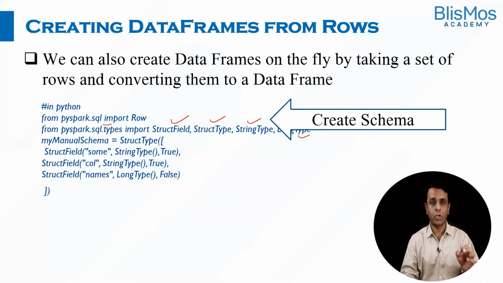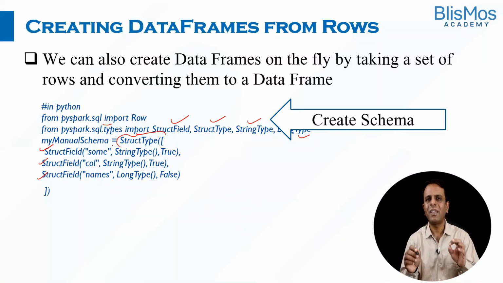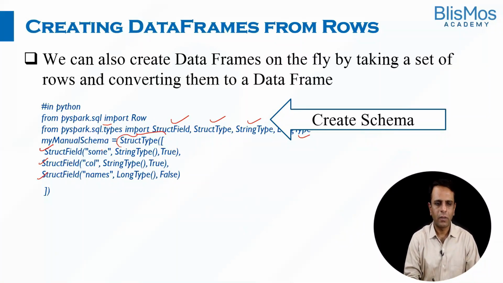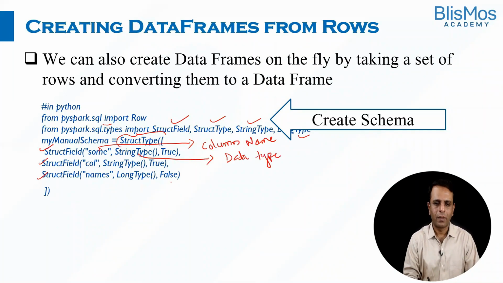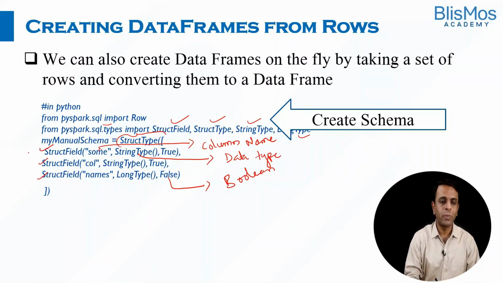As we have already understood, we create the schema by using StructType. In StructType, we have StructFields. In StructField, we have three important things. The first is the column name. The second is the data type. The third is a Boolean. You need to provide these three things as a part of the StructField. Depending upon how many columns you want to create, you can provide that many StructFields. In this case, we are trying to create 3 columns.